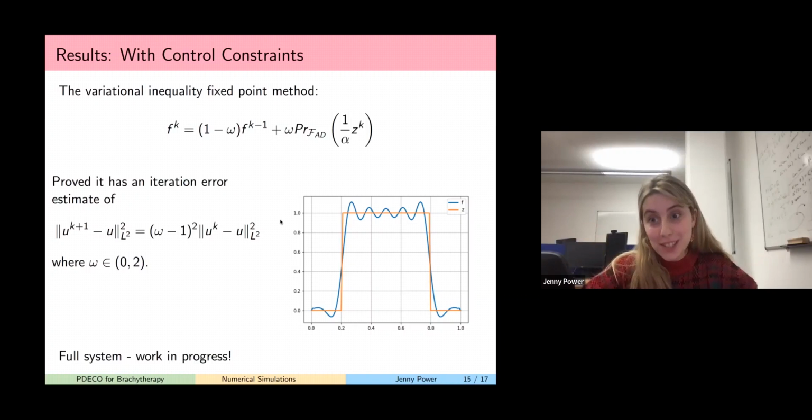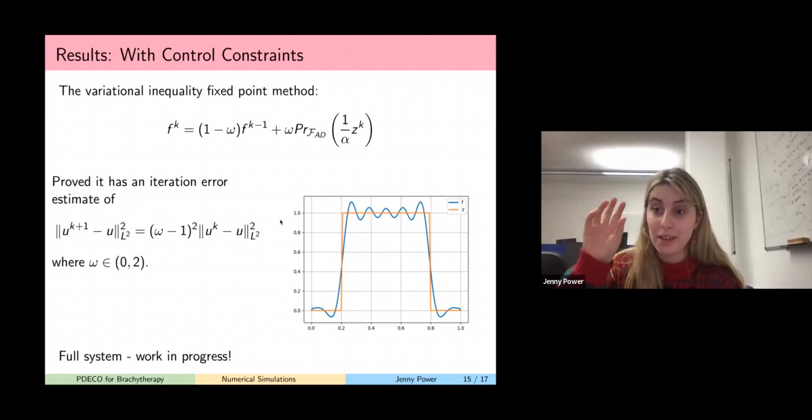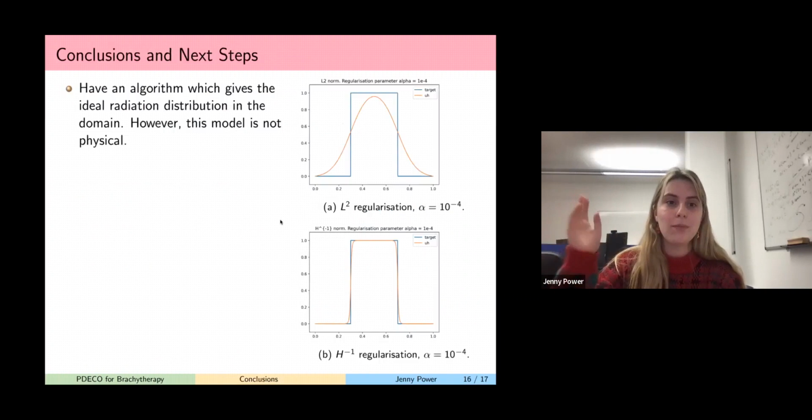But as for solving the full system, it's currently a work in progress. The error analysis seems to be quite tricky at the moment, just because there are so many steps and a lot of stuff to take into account. And I still don't have it fully converging yet. So check back whenever, and hopefully I'll have that solved. But so far, this is where we are with implementing the control constraints.